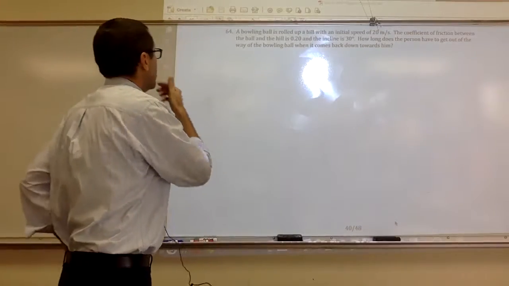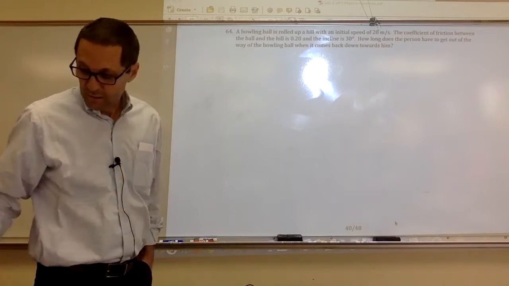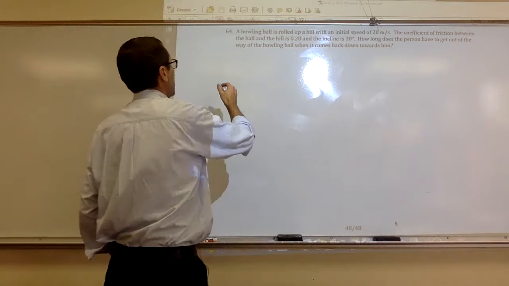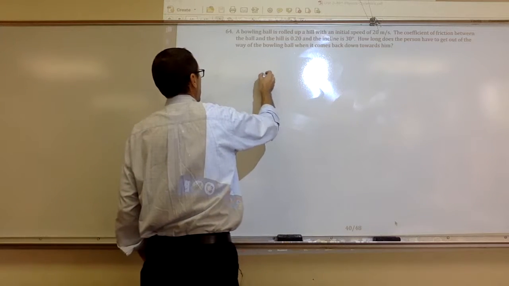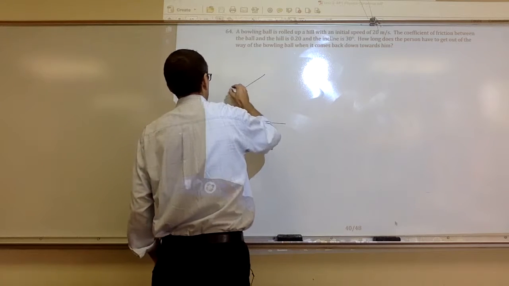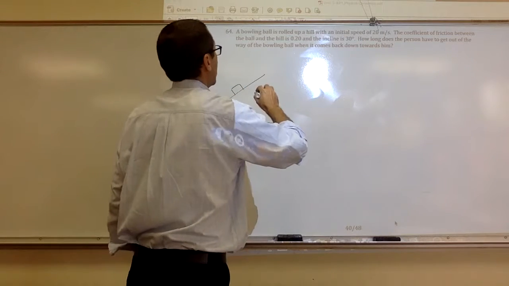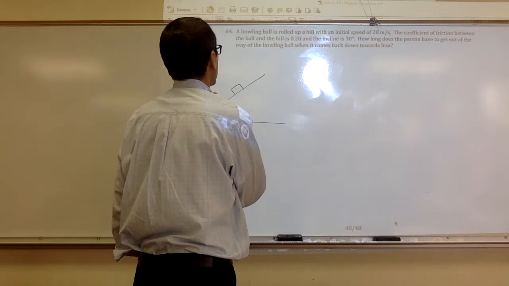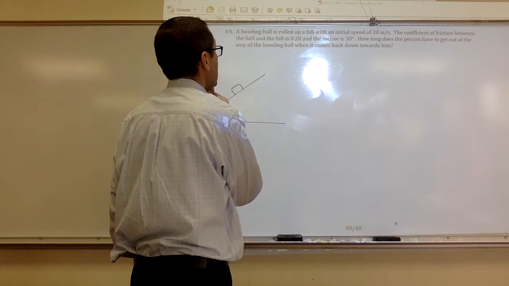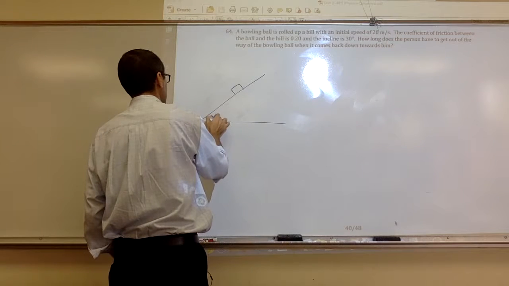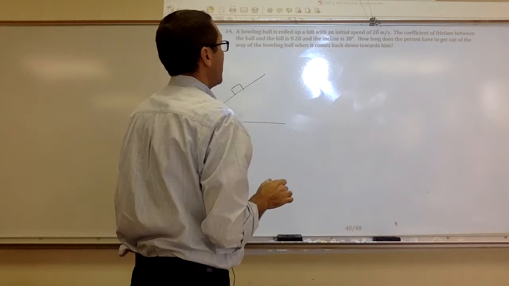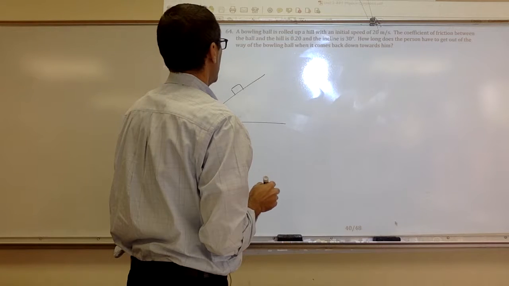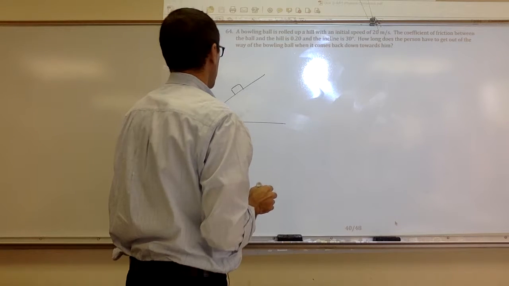All right, we're on number 64. So again, it's still an inclined plane. So a ball is rolling up a hill. So I'm just going to do the ball as a box, right? With an initial speed of 20 meters per second, the coefficient of friction between the ball and the hill is given, and they're telling us that the angle is 30 degrees. How long does the person have to get out of the way of the bowling ball when it comes back down towards him?